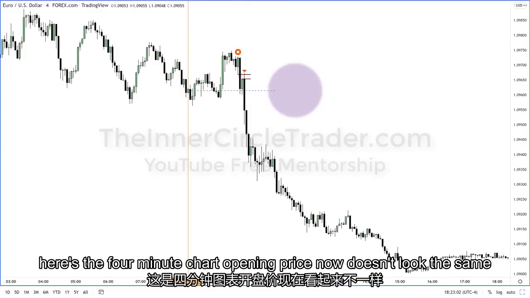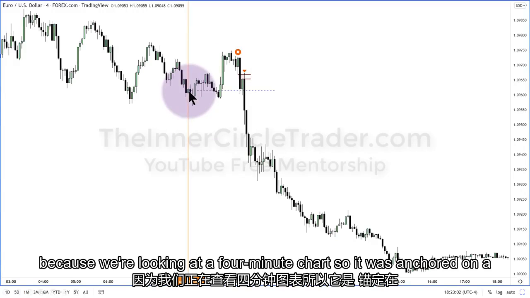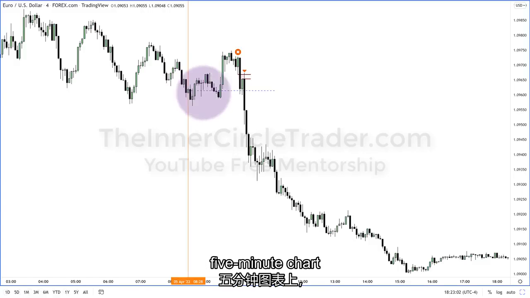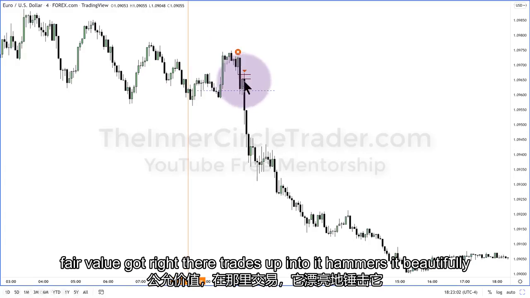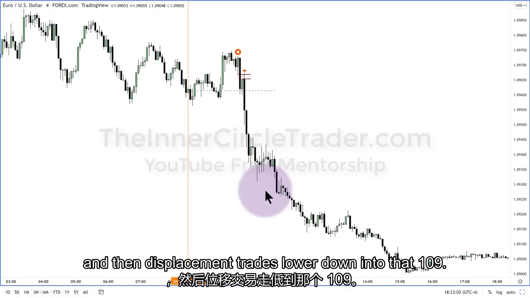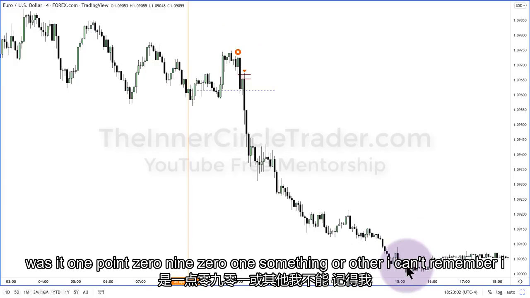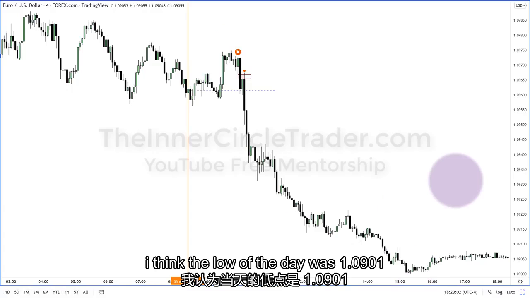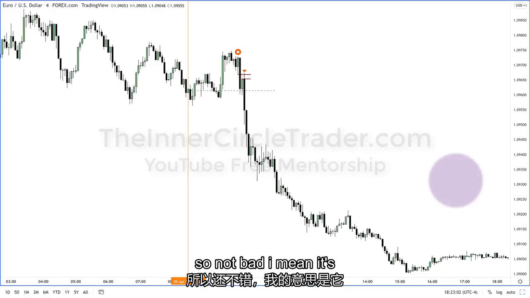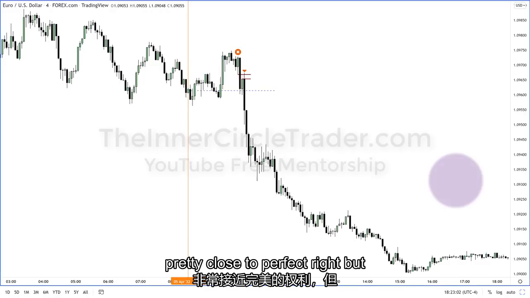Here's the 4-minute chart. Opening price now doesn't look the same because we're looking at a 4-minute chart. So it was anchored on a 5-minute chart. It rallies up. We break lower. Fair value gap right there, trades up into it, hammers it beautifully, and then displacement trades lower down into that 1.09. What was it? 1.0901 something or other. I can't remember off the top of my head, but it hit it. And I think the low of the day was 1.0901. So not bad. I mean, it's pretty close to perfect, right?